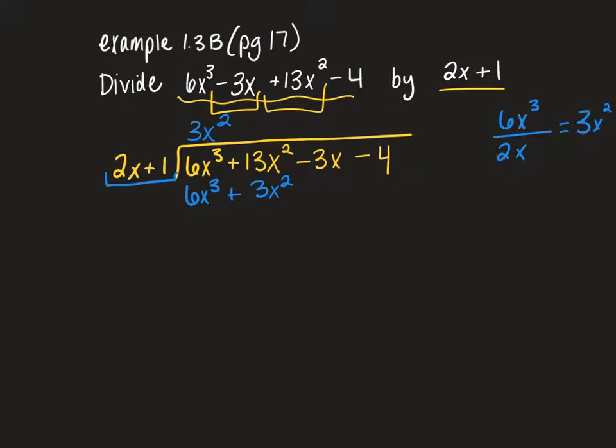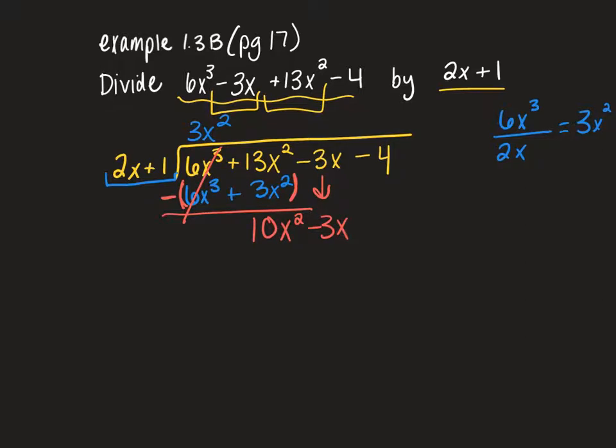Now, just like we do in regular long division, we're going to subtract. So you have to subtract this entire polynomial, right? So if you remember back in 1.2 when we subtracted polynomials, right, we changed the sign of both terms inside. So 6x cubed minus 6x cubed is 0, so those cancel. And then you have 13 minus 3. So you've got to remember to bring this minus sign over. So 13 minus 3 is going to be 10x squared, and then you bring down your minus 3x.